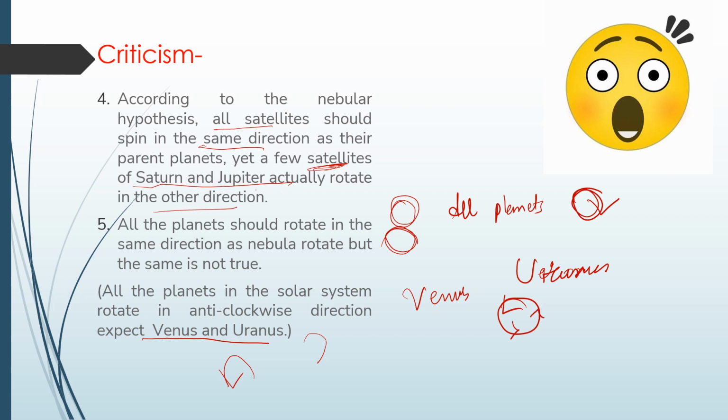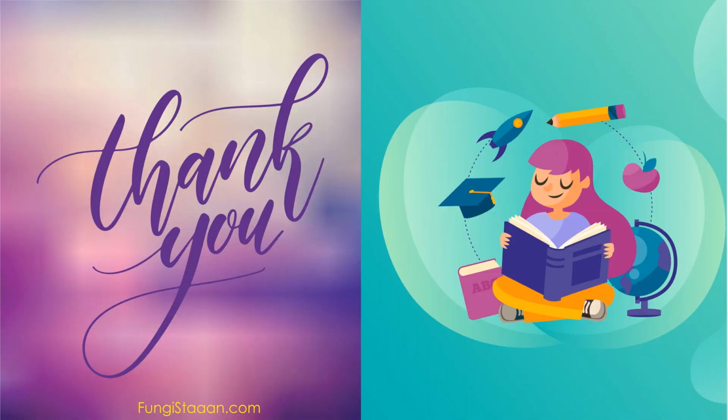So this was also a criticism. According to scientists, everything should move in the same direction. If the nebula moved in an anti-clockwise direction, the natural satellites and planets should move in that direction only. Why would they change their direction? So this is one of the important criticisms of the nebular hypothesis. So the nebular hypothesis is finished here. Thank you and study well.